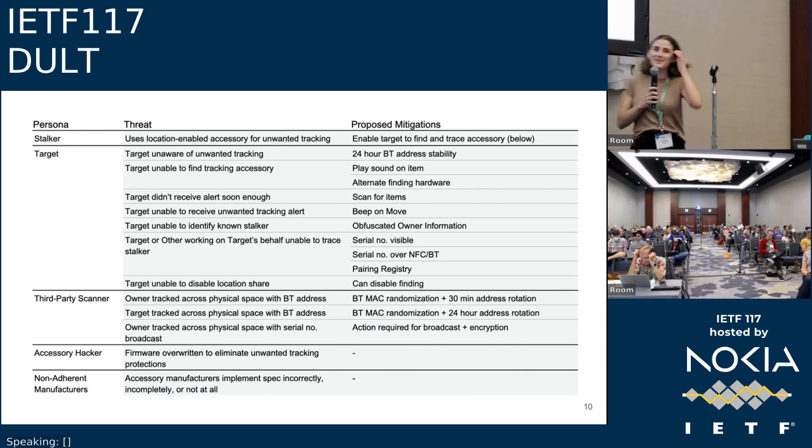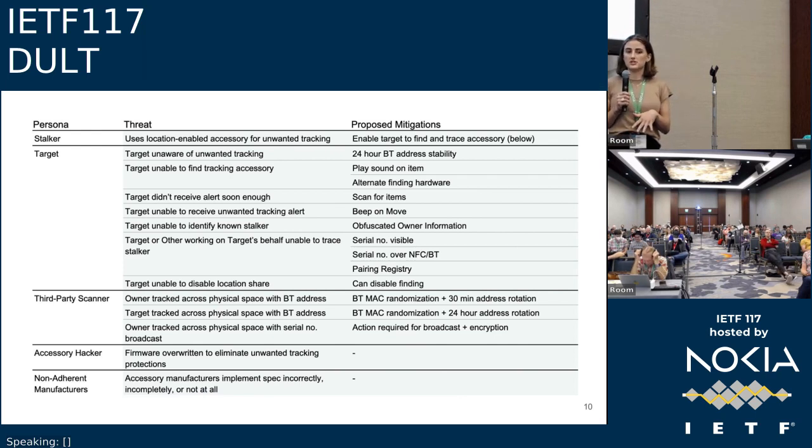I realized I skipped one in the middle. That was very important, so I'm going to run back up to it. If you're the victim and for whatever reason you are unable to receive an alert, we still want you to be able to find the tracker. These are people who might not have a device that supports giving the alerts. Maybe it's in a bag or a jacket that wasn't near the phone or the device that's able to detect the Bluetooth advertisements. Maybe the phone was off or away. In that case, we still want there to be some suggestion that the accessory is with you.